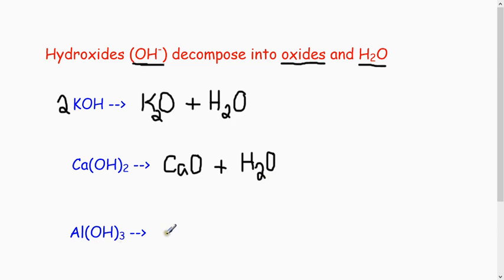Aluminum hydroxide, my oxide is going to be aluminum oxide. So put the aluminum with the oxygen, crisscross the charges. Aluminum is +3, oxygen is -2. So it'll be Al2O3 plus water as my second product.